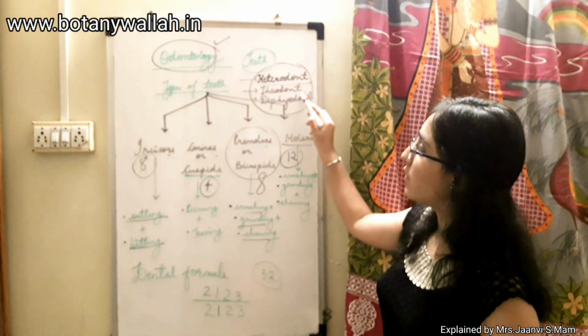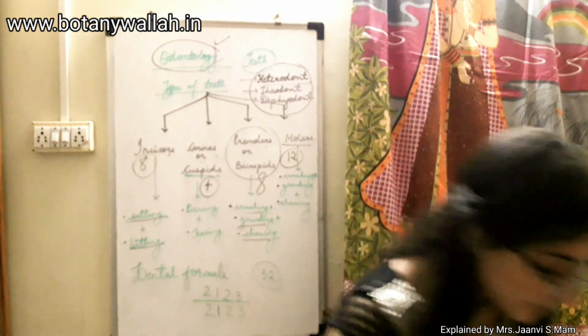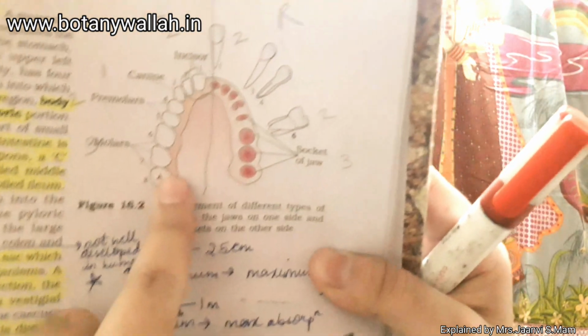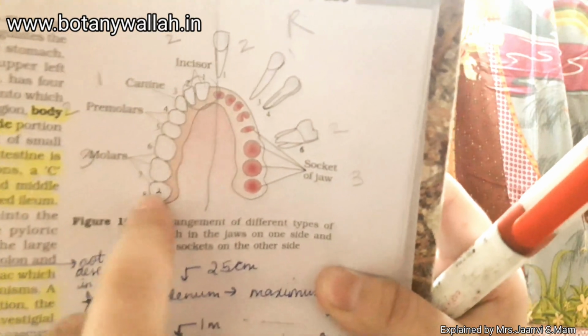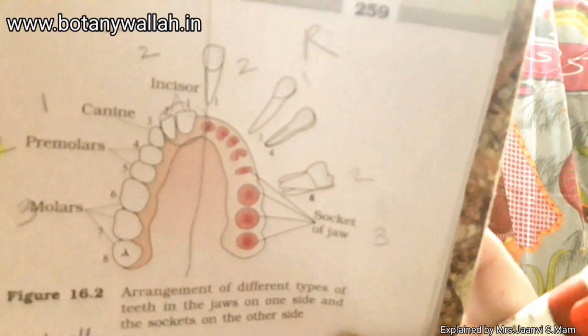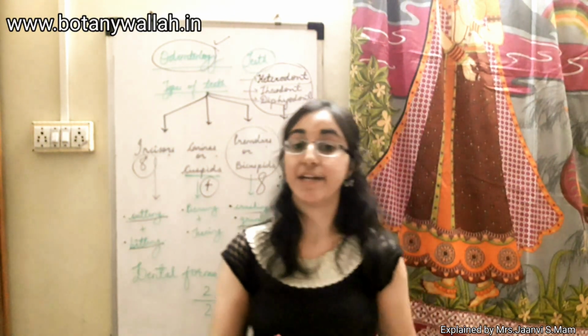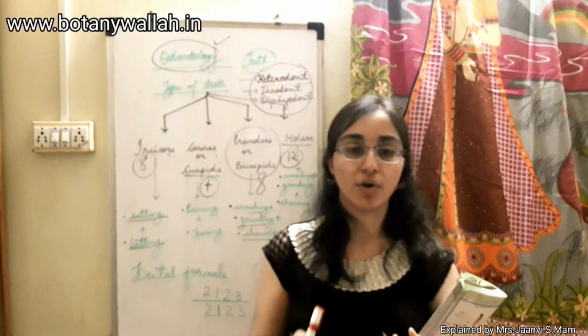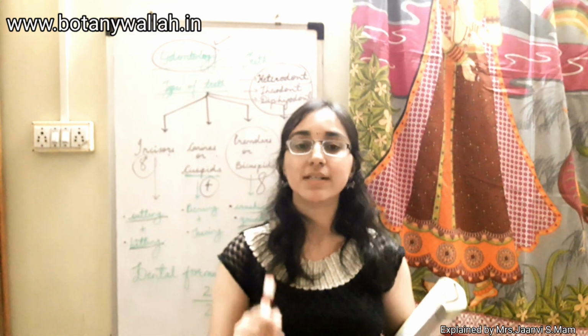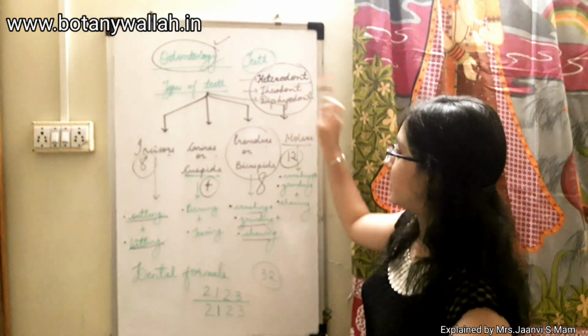Next we say thecodont. Now what is thecodont? If you can see here in this image, let us say one tooth. The tooth is embedded in the jaw. When the tooth is completely and properly embedded in the jaw, we say it is thecodont dentition. It is fixed, it is not shaky, it's fixed properly.